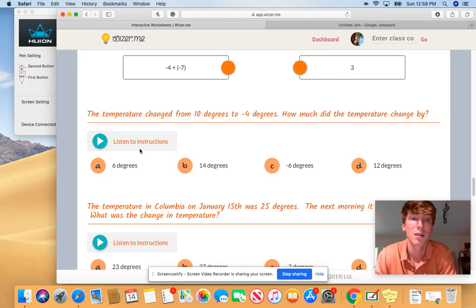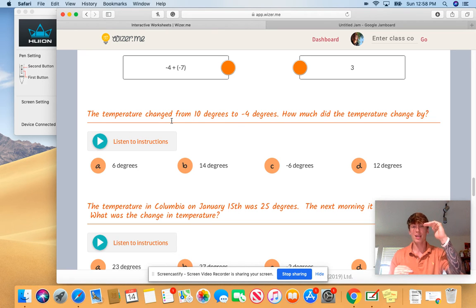These are the problems, but in word problem format. I know y'all don't like word problems, okay? I didn't like them growing up. It's just something that we get tested on, we got to do, okay? So let's think about this one. It says the temperature changed from 10 degrees to -4 degrees. How much did the temperature change by? Well, change from 10 degrees went down to -4, right?